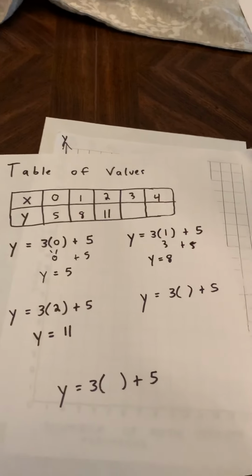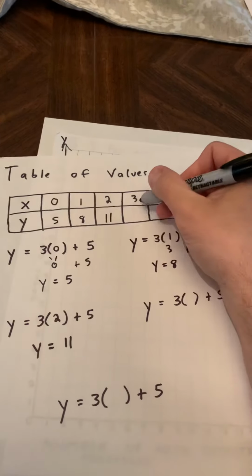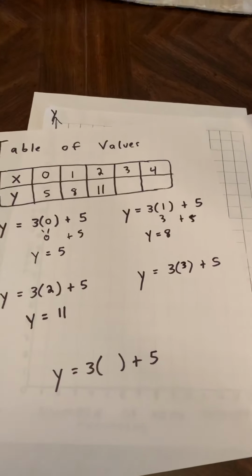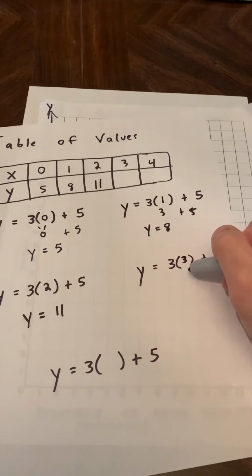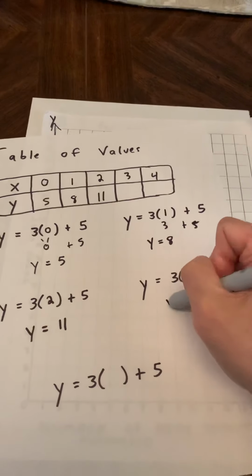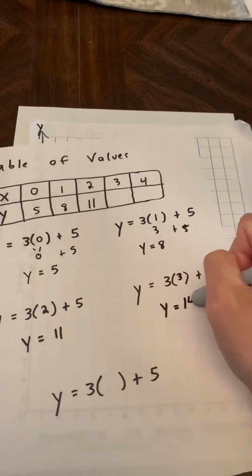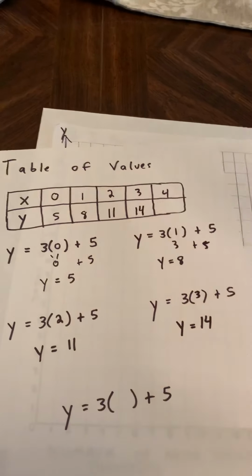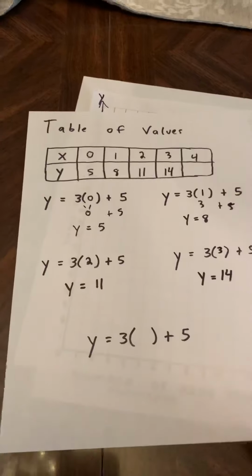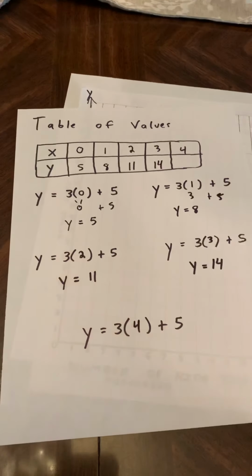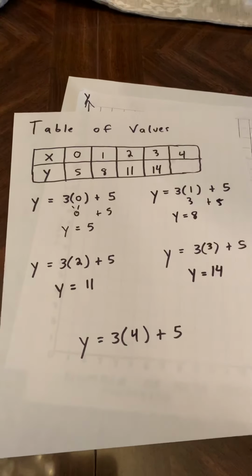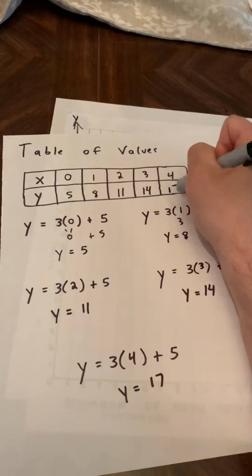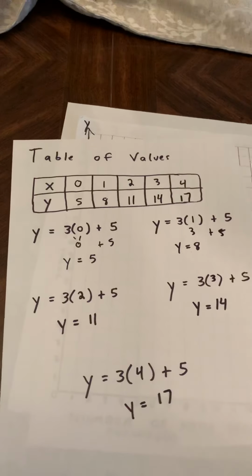Okay, hopefully you're starting to notice a pattern. If I were to purchase 3 ride tickets, I would plug in 3 for x. And then I would do my simple math. 3 times 3 is 9, plus 5 is 14. Okay? So that would be the total cost if she purchased 3 ride tickets. And if she purchased her 4th ride ticket, we would do 3 times 4, which is obviously 12, plus 5 would be 17. Okay? So that is what a table of values would look like.